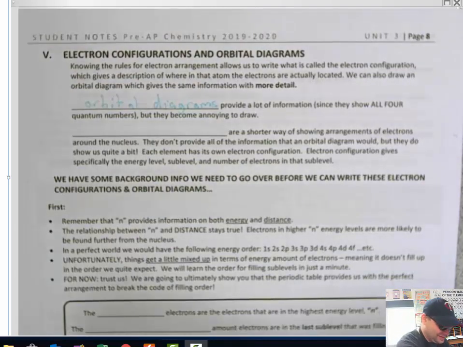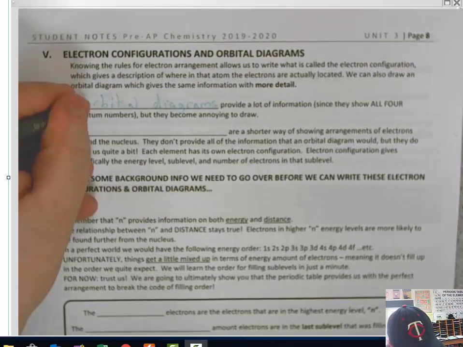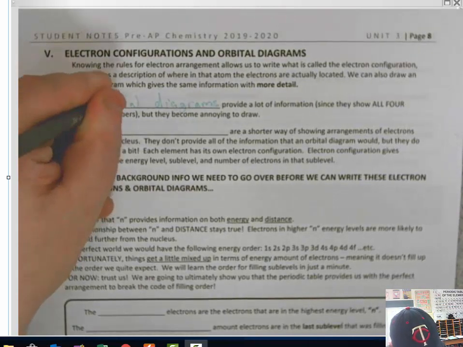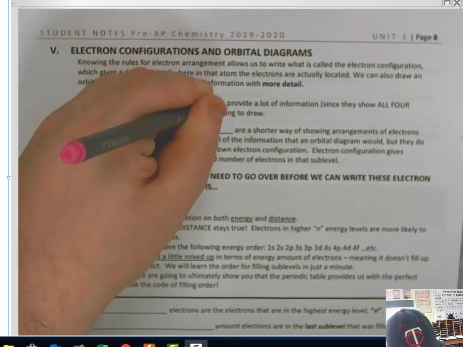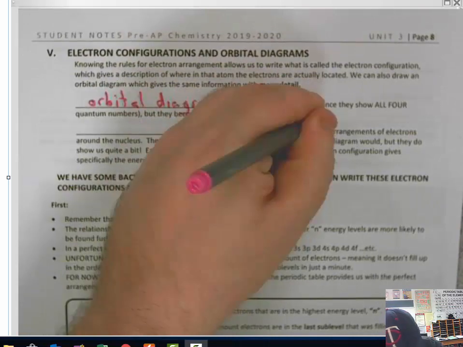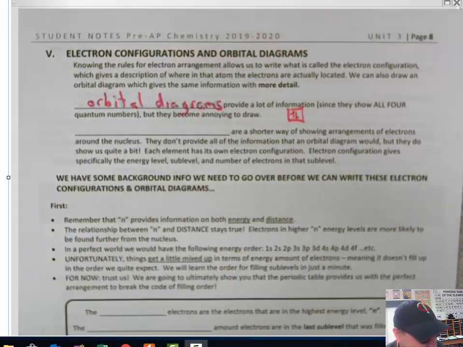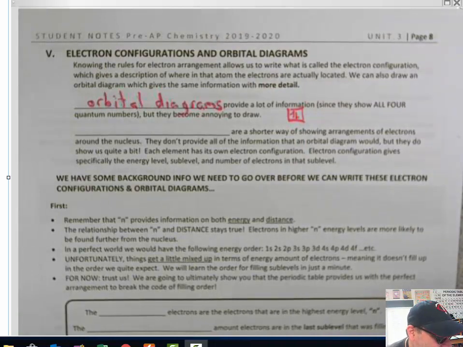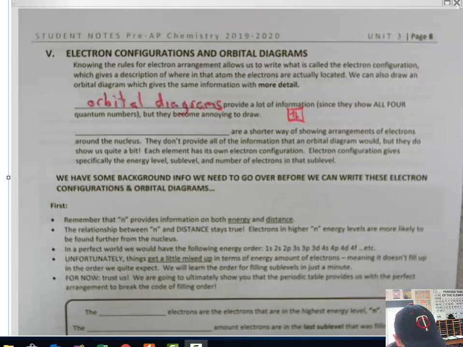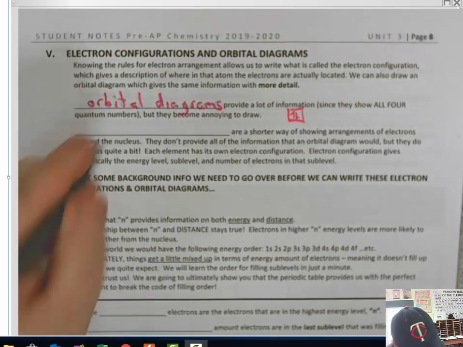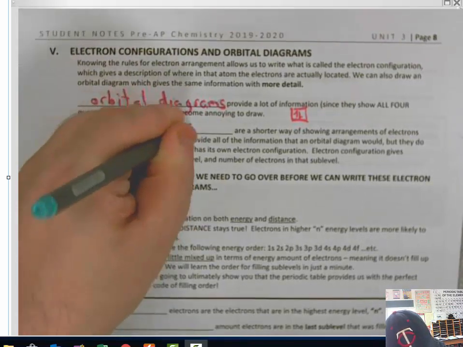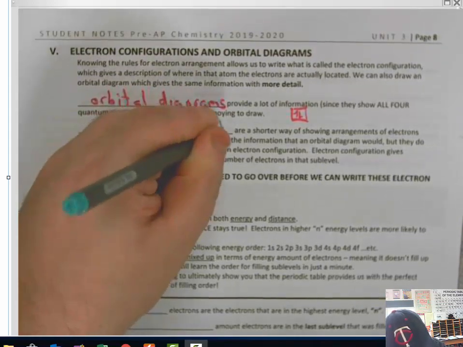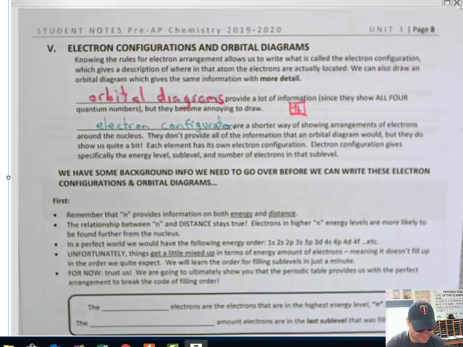Okay, orbital diagrams. These are the ones with the boxes. Okay. And they have the arrows, and it shows all the information about all four quantum numbers that you need. Then there is something called an electron configuration, which doesn't give us as much information, but is a shorter way to show the arrangements of electrons.